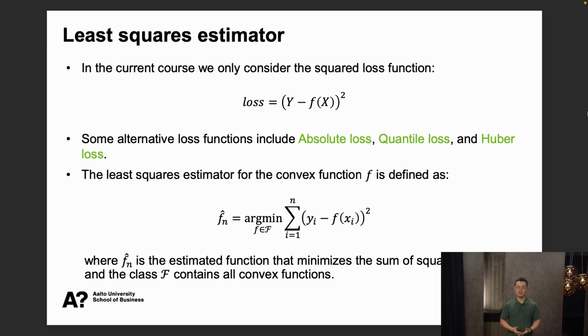On the left-hand side, f_n hat is the estimated function. On the right-hand side, this is a function to minimize the sum of squared errors. And the class F calligraph contains all convex functions.